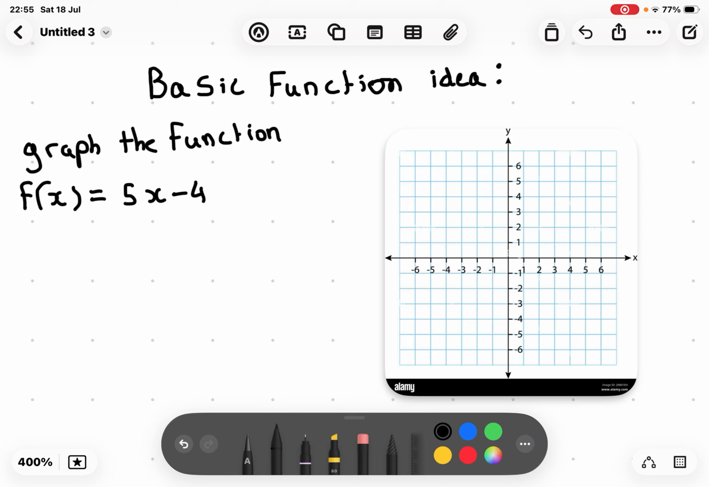So, first of all, before we start talking about the different functions, let's just say we need to plot this on a graph, because usually this is how most functions are going to be given to you. So, we're just going to be easy with it.